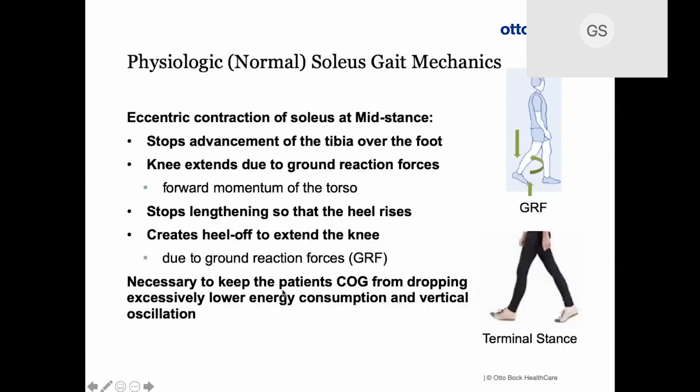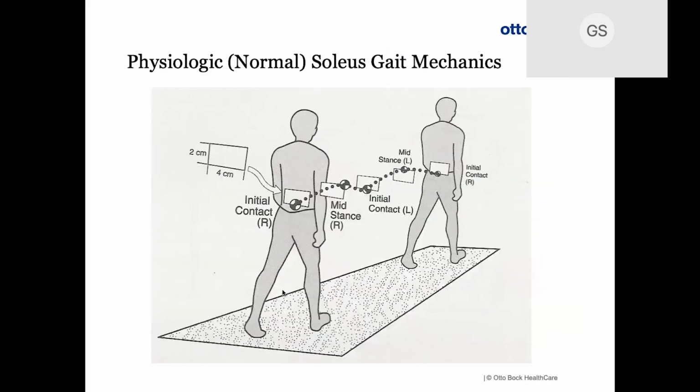So when we look at normal soleus gait mechanics, we see this eccentric contraction. This really stops the advancement of the tibia over the foot. And we really are looking to create this heel off to extend the knee. This really acts to retain that extension of the knee and maintain it. If you don't have it, that's where the gluteus maximus has to work. And so when we have normal soleus gait mechanics, we should see this gentle oscillation of the center of gravity.